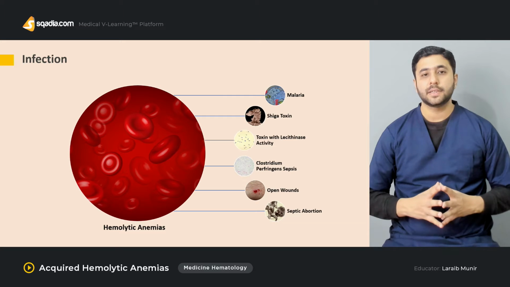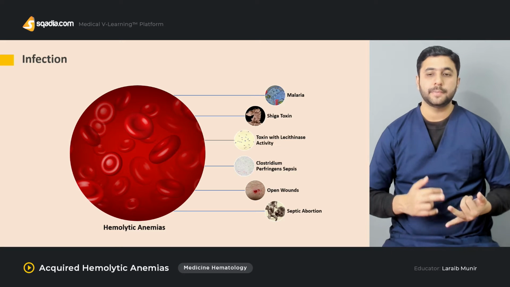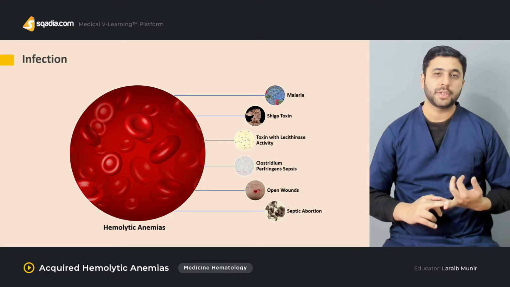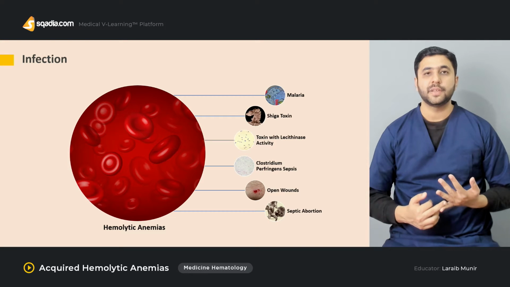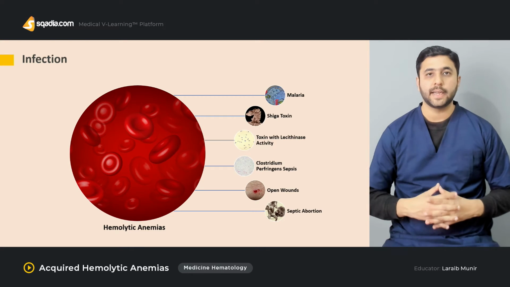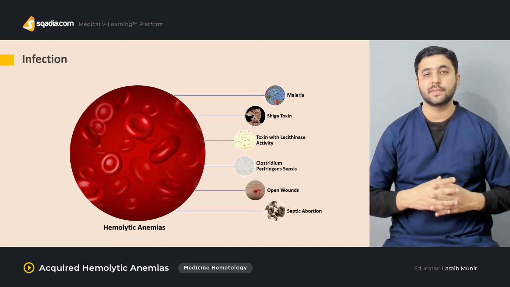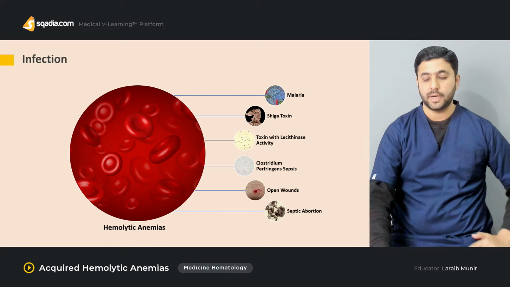So these three major infections, specifically malaria, the Shiga toxin producing E. coli leading to hemolysis, and Clostridium perfringens sepsis, which leads to hemolytic anemias. These are the three major infective causes of acquired hemolytic anemias.